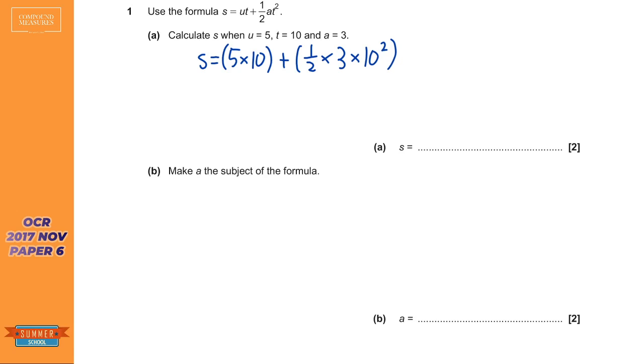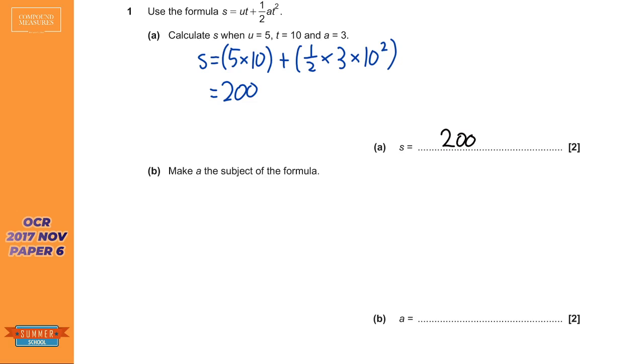Now this is on the calculator paper, so all I'm going to do is put that into my calculator and just work out the answer. So it's 200. Simple as that. The answer is 200. So you can see why that's question 1. That's nothing difficult, especially in a calculator paper.